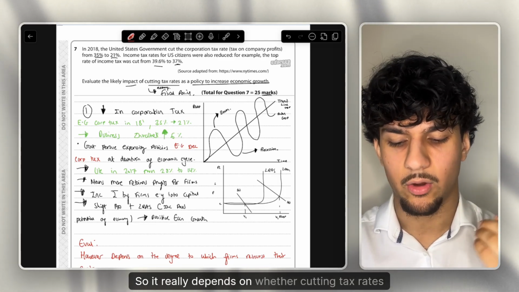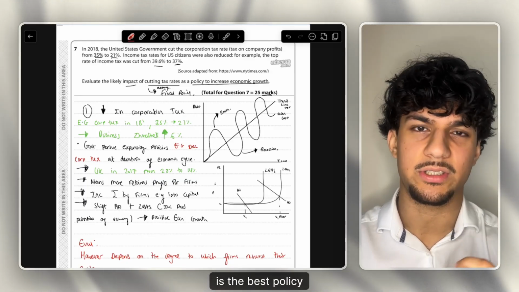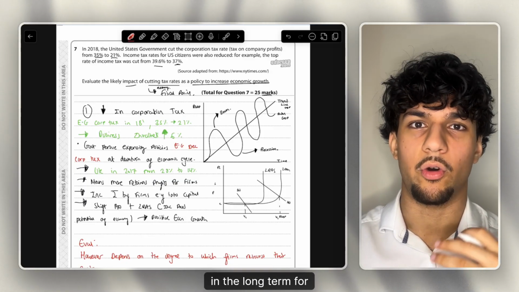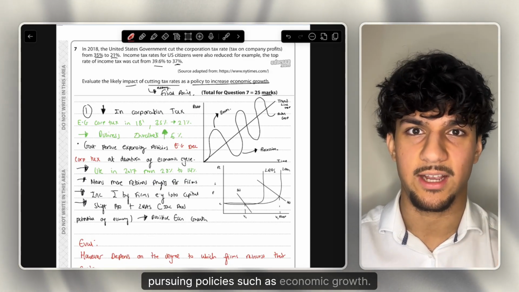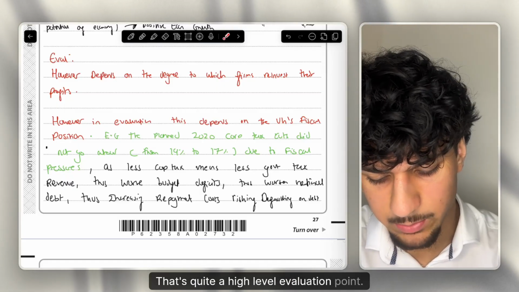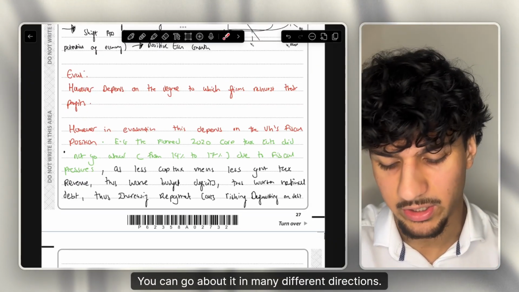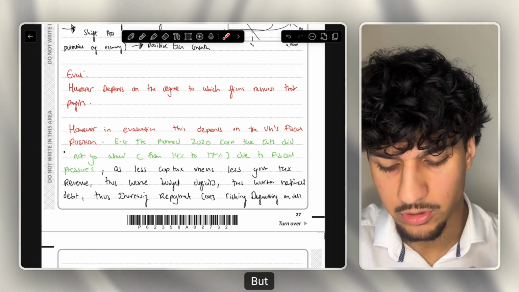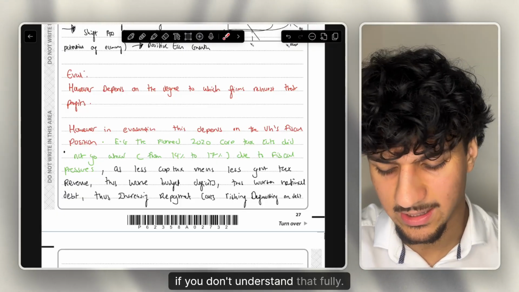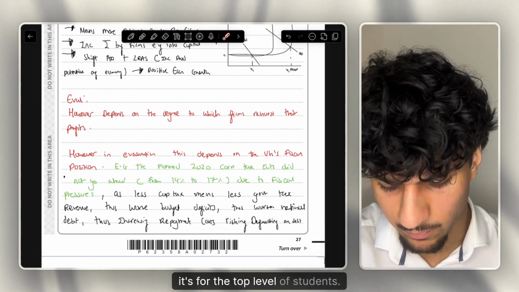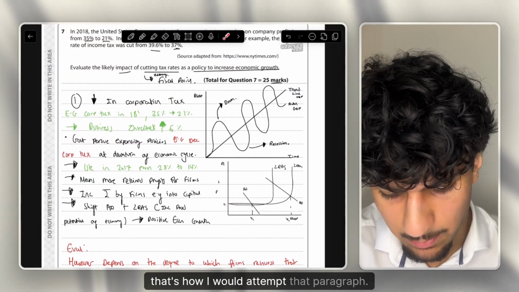So it really depends on whether cutting tax rates is the best policy in the long term for pursuing policies such as economic growth. That's quite a high level evaluation point. You can go about it in many different directions. It's a really good structure, but don't worry too much if you don't understand that fully. Like I said, it's for the top level of students. But yeah, that's how I would attempt that paragraph.